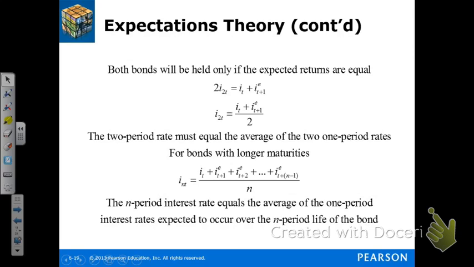We can generalize this idea. We can say that the yield on a bond that matures in period n is going to be equal to the weighted average of 1-period bonds that you are going to buy today, tomorrow, day after tomorrow, till the period n. Right? Makes sense?